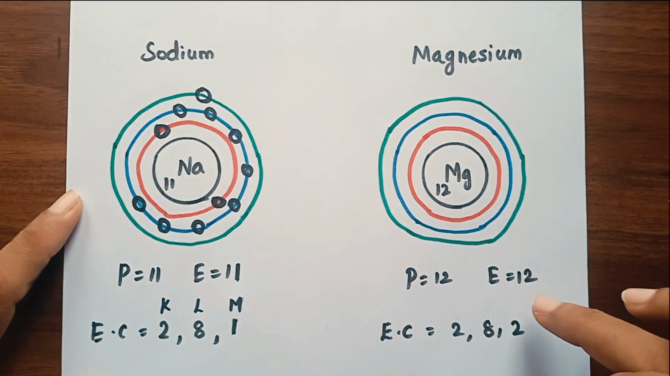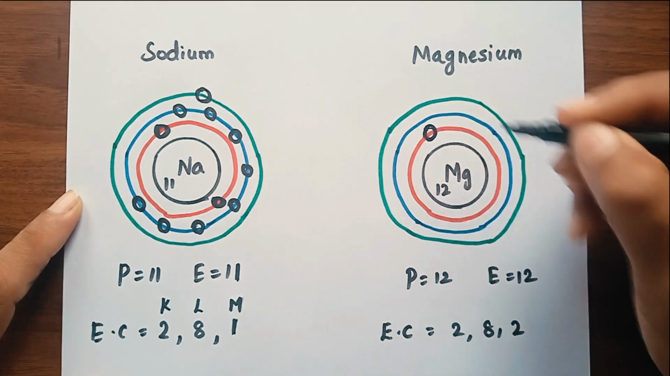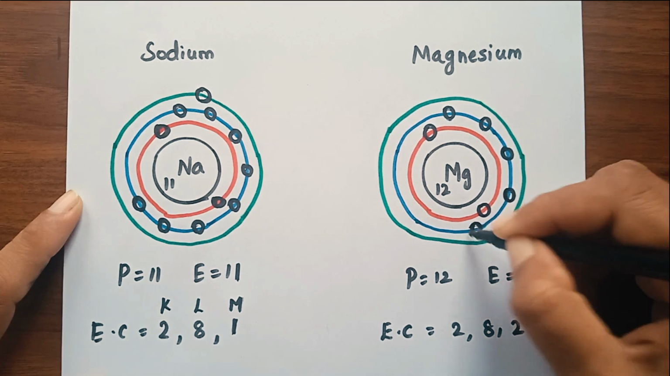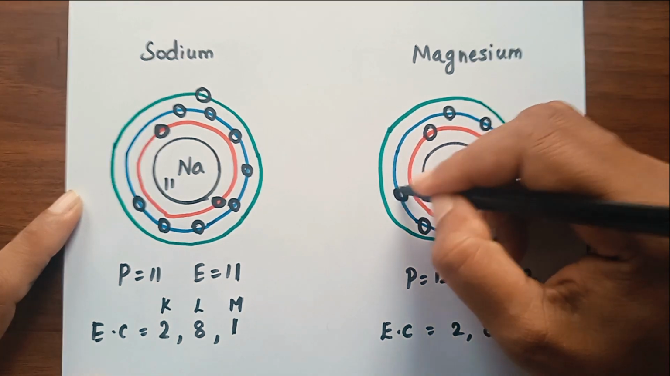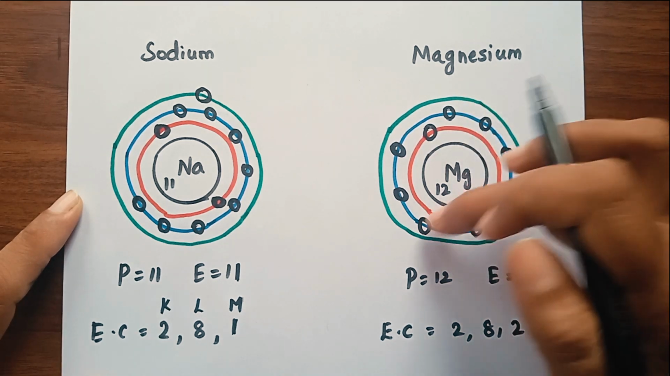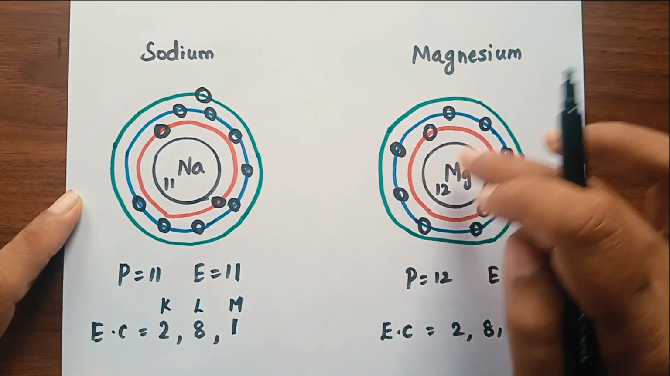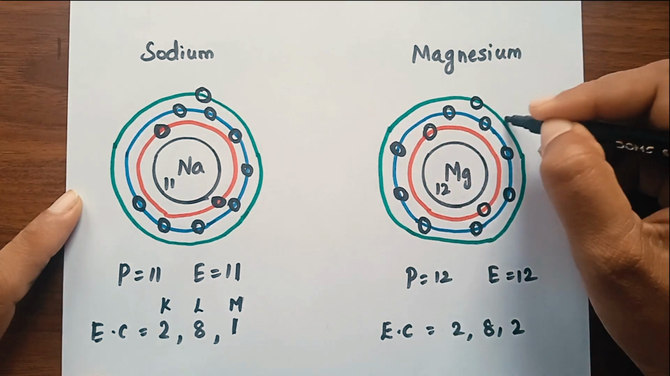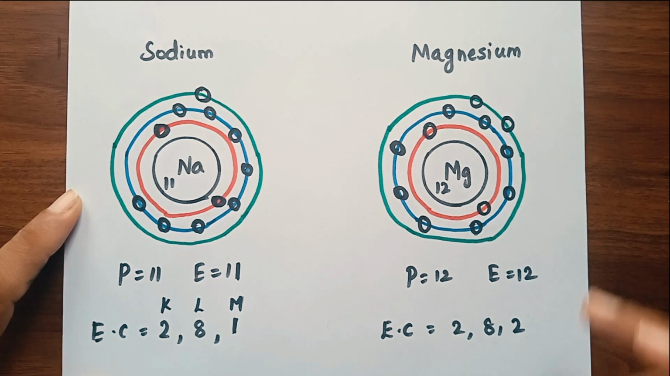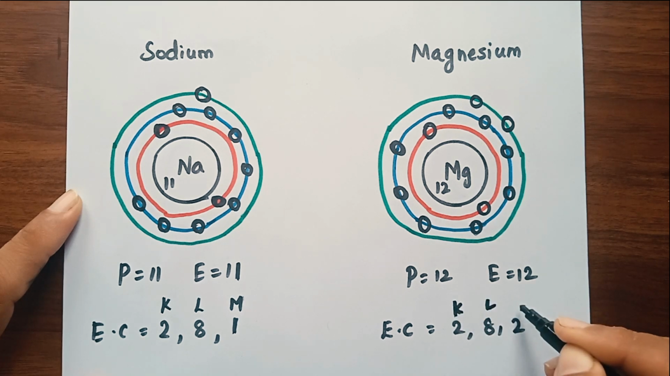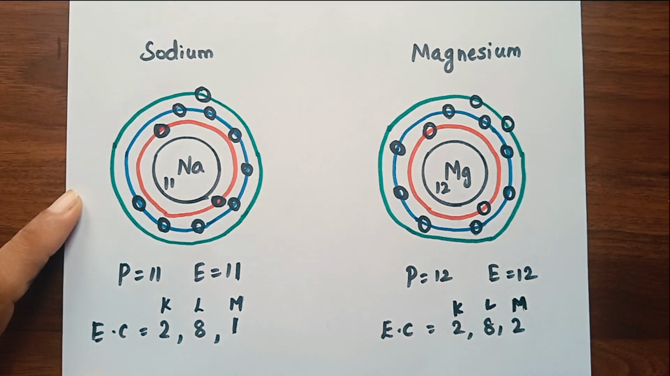Total number of electrons is 12 in this case. So 1, 2, 3, 4, 5, 6, 7, 8, 9, 10. 2 in the first shell. 1, 2, 3, 4, 5, 6, 7, 8 in the next shell. So total comes to 10 here. We have to draw 2 more. 1, 2. Okay. Now the electronic configuration is 2, 8, 2. That is K shell 2, L shell 8 and M shell 2.